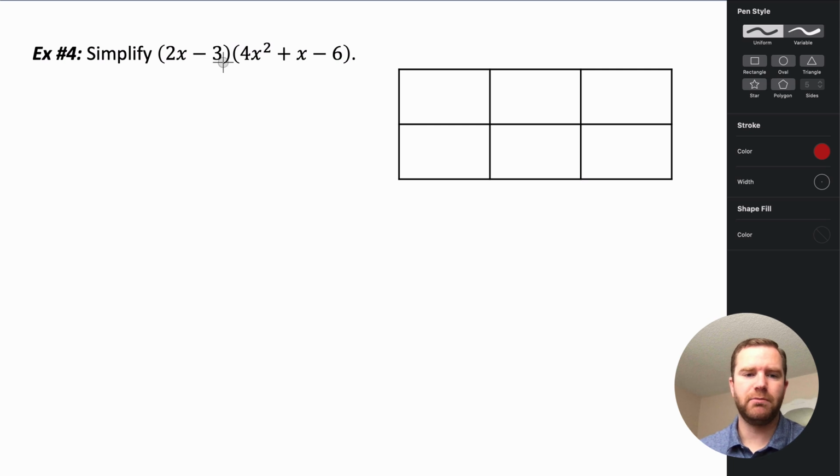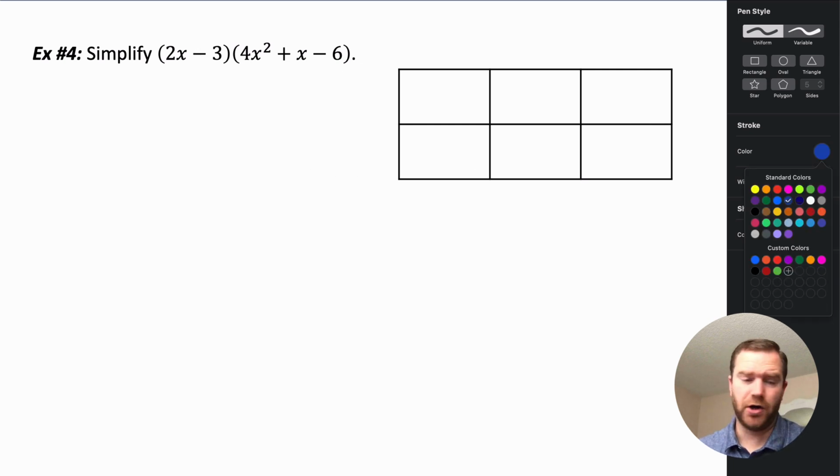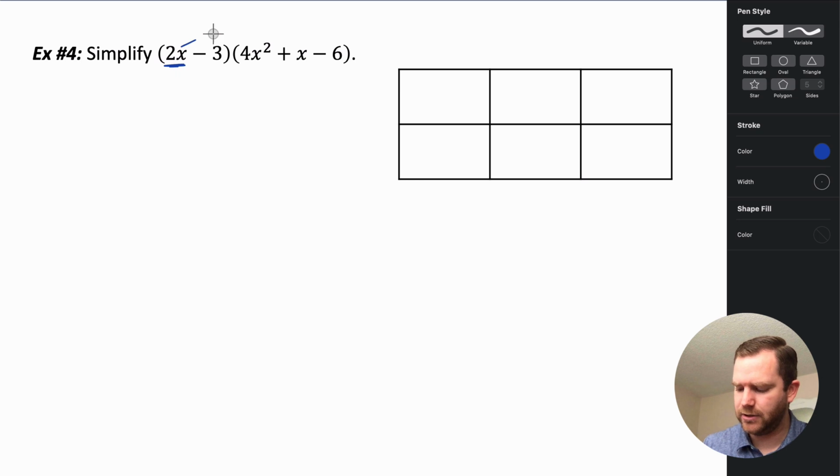Now, what if we wanted to multiply a binomial into a trinomial? What changes? Honestly, not a whole lot. You could use the distributive property. If you use the distributive property, you would take the 2x and multiply it through to all 3 terms. And then you would take the negative 3 and multiply it through to all 3 terms.